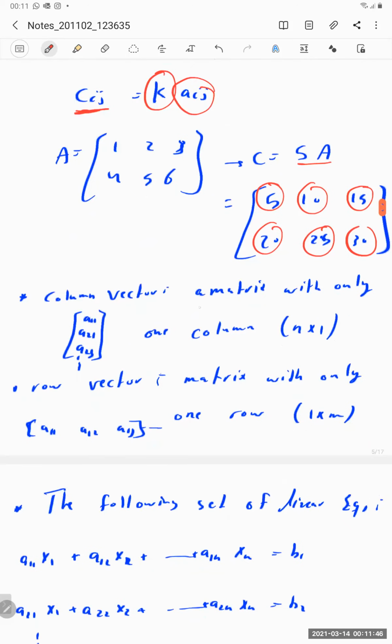So the column vector is a matrix with only one column, so it's n times 1, and the row vector is a matrix with only one row, so it's 1 times m, like this one. This is a row vector, and sorry, it's a column vector, sorry, and this is a row.